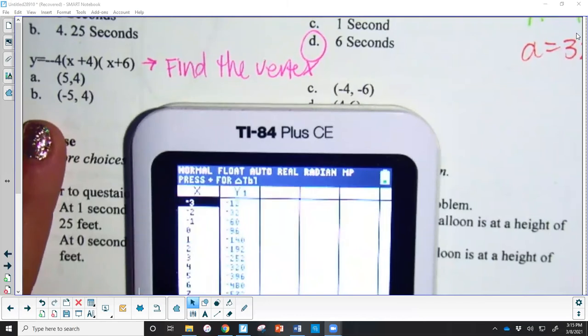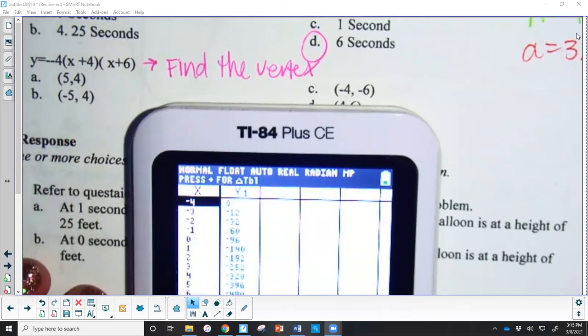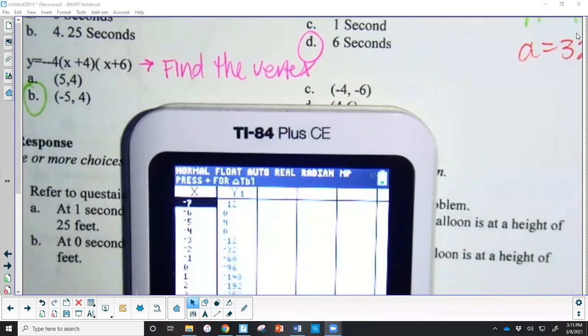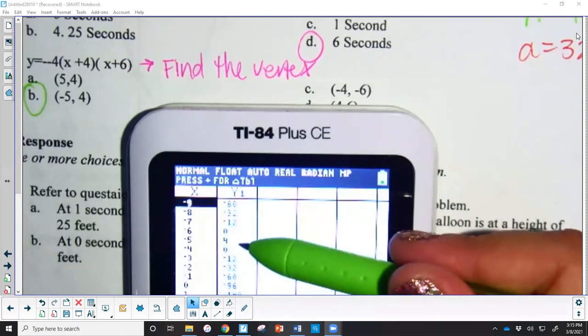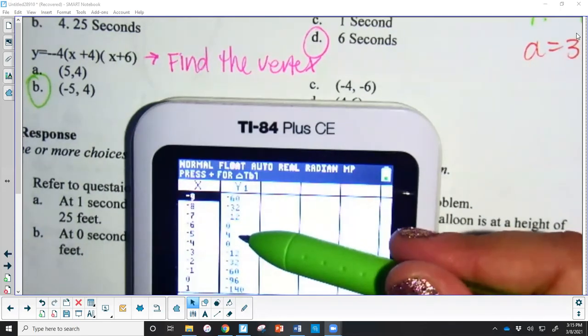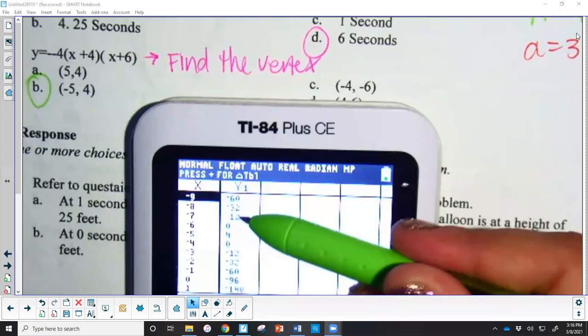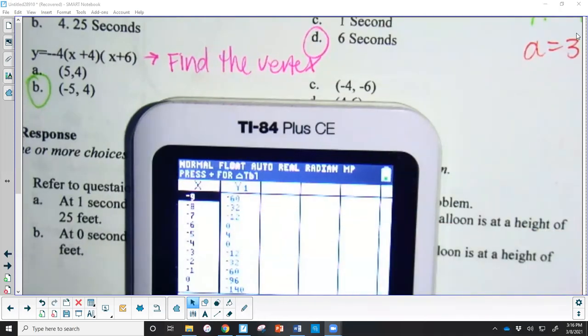Let's look at the negatives. Negative 4, 0, so that's not it. So it has to be negative 5, 4. Oh, and I bet you it was talking about the vertex because I see a pattern now. So the vertex, remember, is the middle of that pattern. 0, negative 12, negative 32, 0, negative 12, negative 32. So that means that that's the vertex.